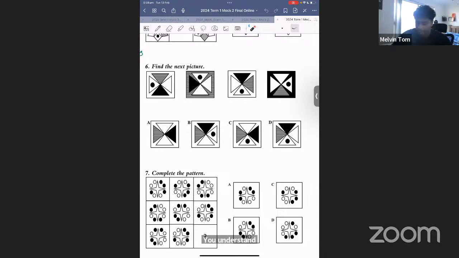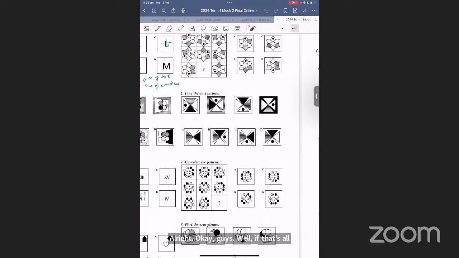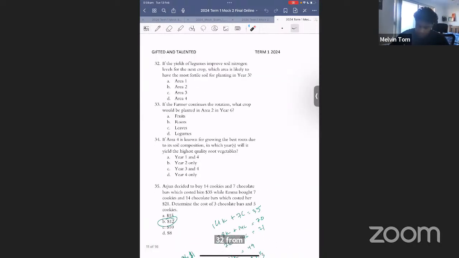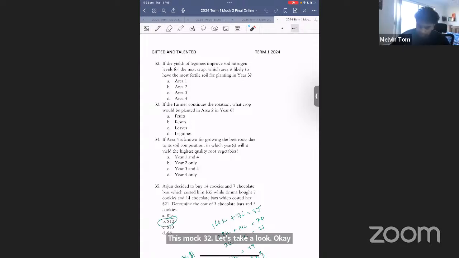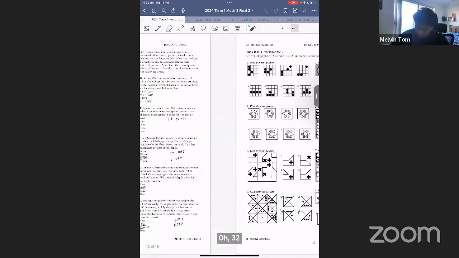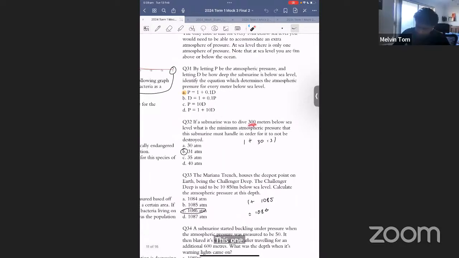Okay, guys. Well, if that's all, yeah. Which question? 32 from quantitative, third mock exam. Let's take a look. Okay. If a submarine was to dive 300 meters below sea level, what is the minimum atmospheric pressure that the submarine must handle in order not to be destroyed?